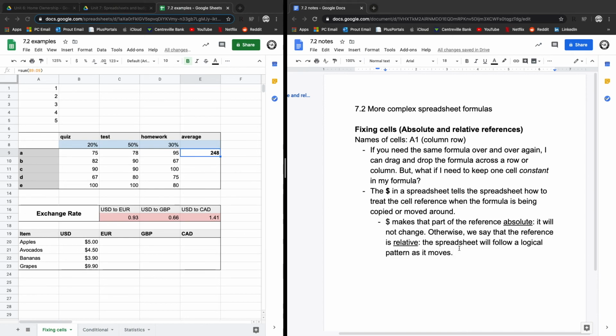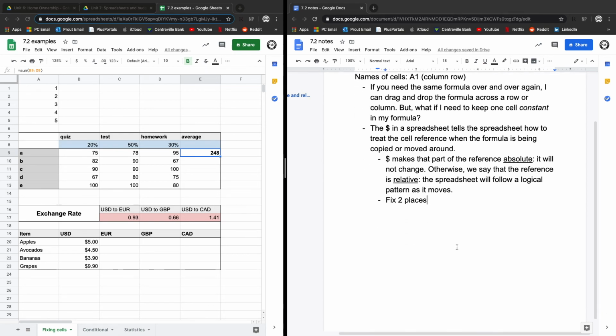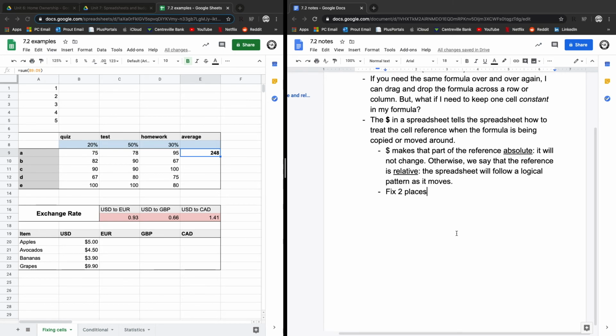I can fix two places. I don't think there's a nice way for me to do this on here, but we're going to try. It's not going to look pretty, but we'll do what we can here. So I can fix two different places. I'll do it in color so it sticks out. I have $A, $1, for example. So I could have dollar signs in two places.